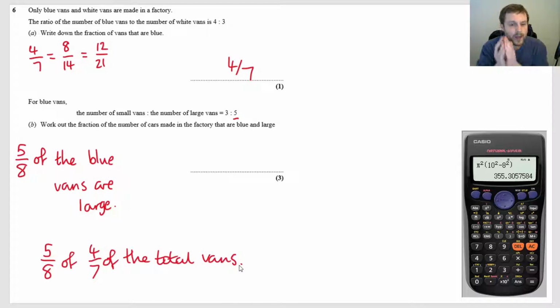Think about that. We have all these vans. 4/7 of them are blue. 5/8 of those are large. So it's 5/8 of 4/7 of all the vans made in the factory. What does of mean on a calculator? Yes, it means times. So I'm going to do 5/8 of 4/7 and get my answer, 5/14.